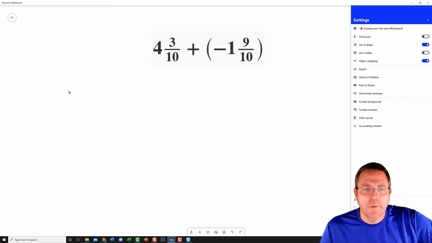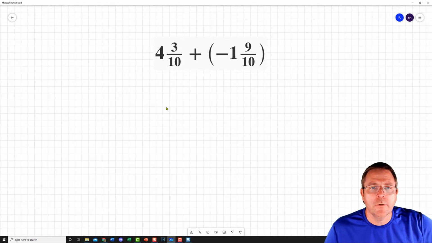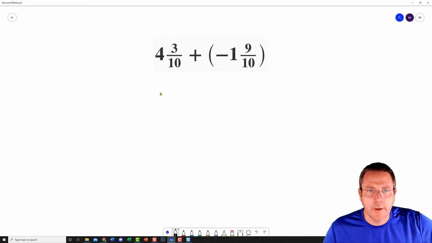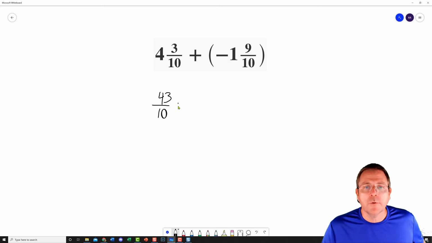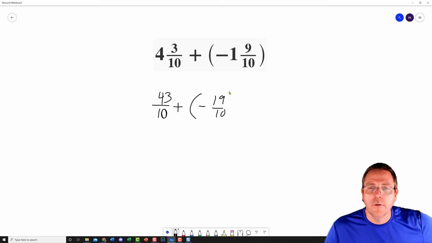So did you do it? Let's see what I'm going to do. First thing I'm going to do is take and make them into improper fractions. 10 times 4 is 40, plus 3 is going to be 43 over 10. Next thing is going to be a negative. 10 times 1 is 10, plus 9 is 19 over 10.